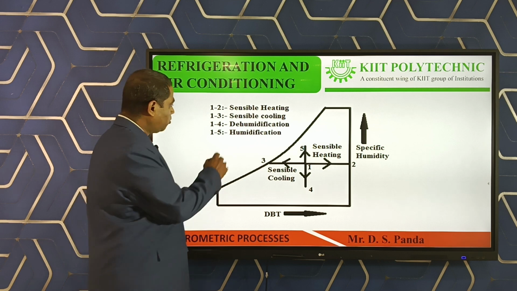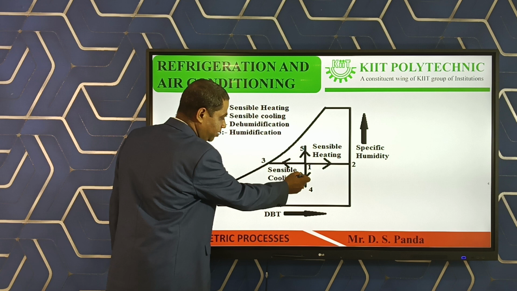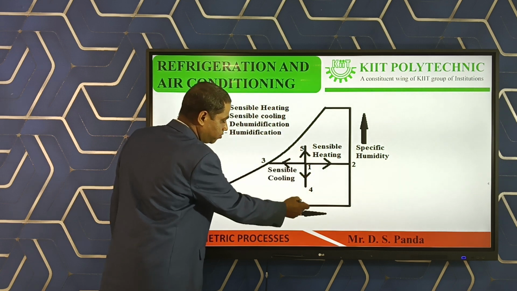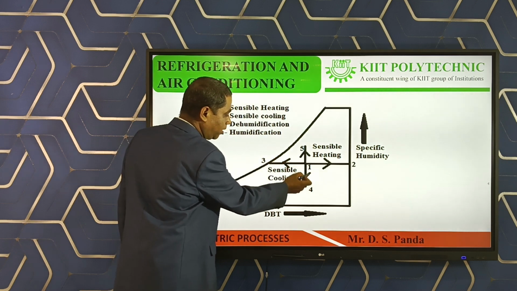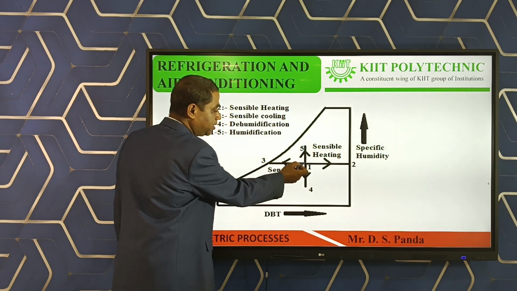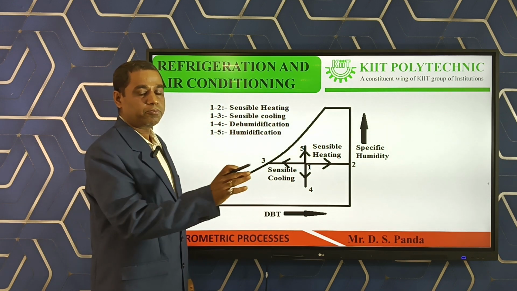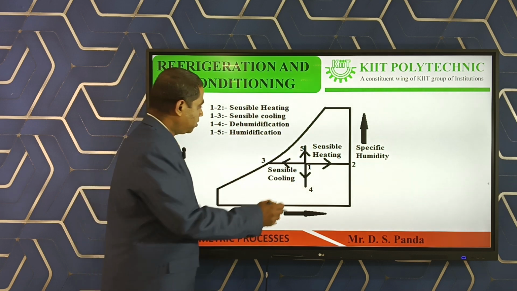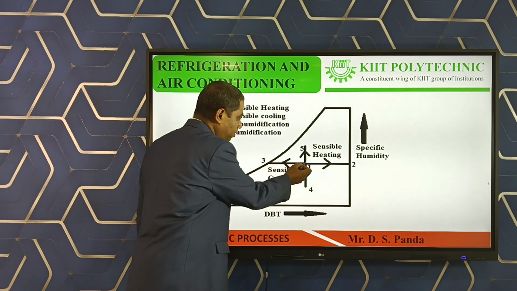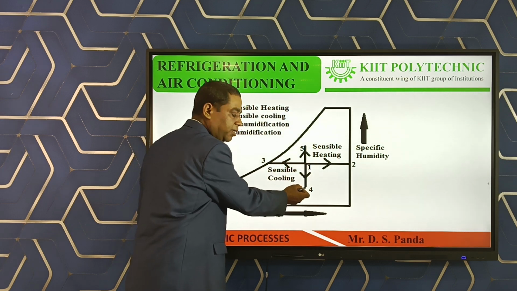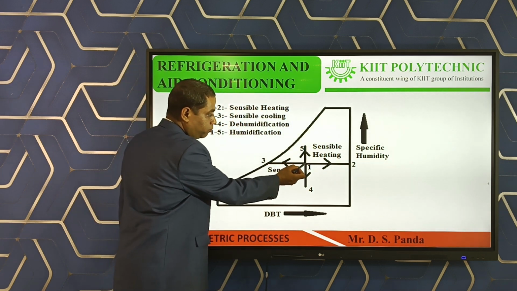So process 1 to 4 is dehumidification without changing its dry bulb temperature. It is a vertical line, meaning the same dry bulb temperature from initial state 1 to final state 4. It is decreasing the specific humidity. The removal of moisture from the air takes place; 1 is the initial state of air and 4 is the final state of air. It is dehumidification.